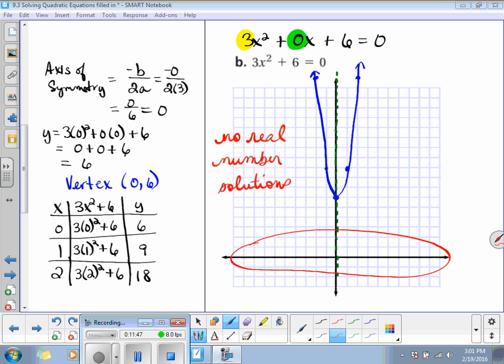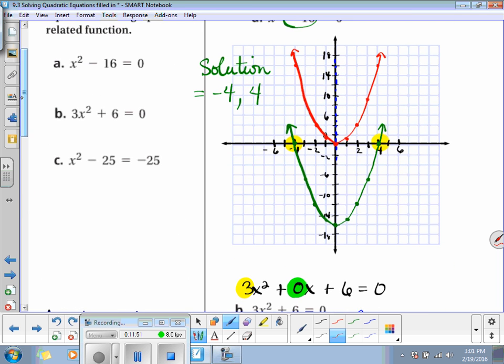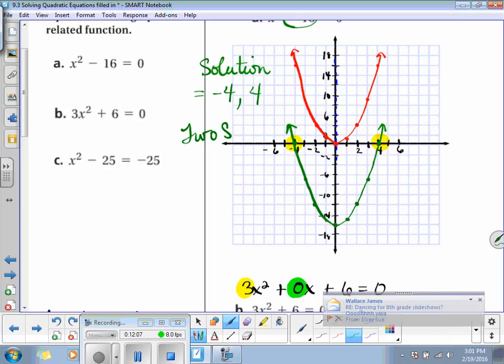Now going back up to the other one, somebody asked, where is it crossing the x-axis? It crosses the x-axis right here at -4 and 4. So yes, that means that this has 2 solutions. You got that?